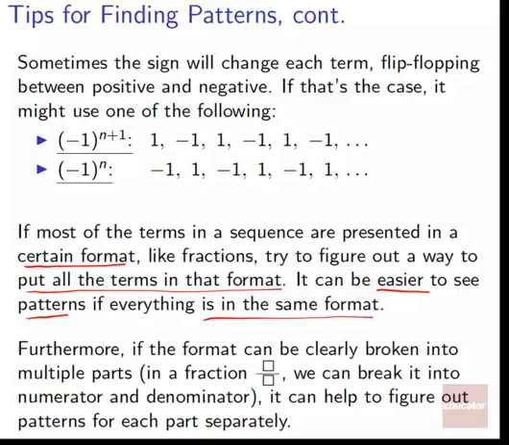Furthermore, if the format can clearly be broken into multiple parts, for example, a fraction, we can break it into the numerator, the part on top, and the denominator, the part on the bottom. In that case, we can talk about how all of our numerators behave by some pattern, and all of our denominators behave by some pattern. It can help to figure out patterns for each part separately. Figure out the numerator pattern on its own, figure out the denominator pattern on its own. Sometimes that will really help clarify things. You don't have to worry about trying to figure out the whole fraction.